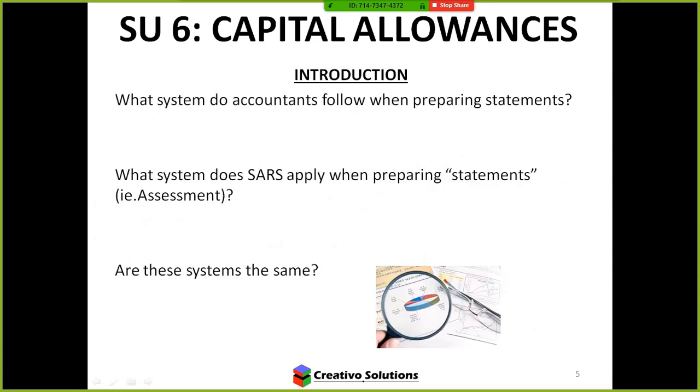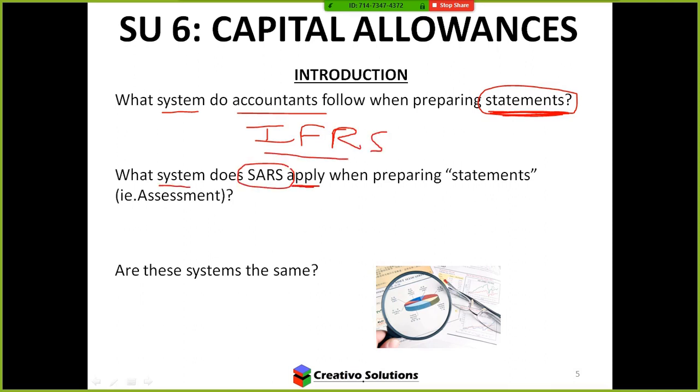Okay, perfect. So just to highlight those concepts, when looking at the system, what do accountants use to follow statements? We spoke about it earlier. Do you remember what they use? IFRS. Perfect. What system does SARS apply when preparing, in inverted commas, statements? Remember, their statements would be the tax return. What do they use?